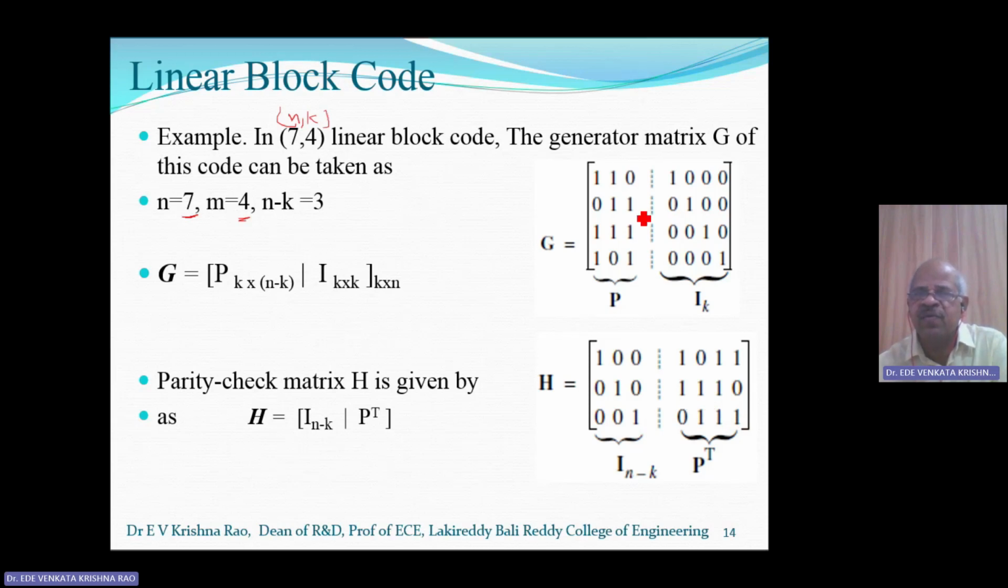So you transpose this matrix 1, 0, 1, 1; 1, 1, 1, 0; 0, 1, 1, 1. This is the P transpose matrix.